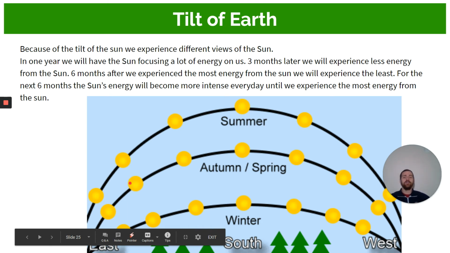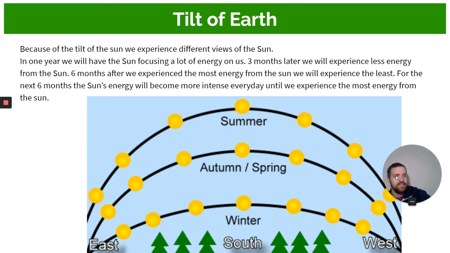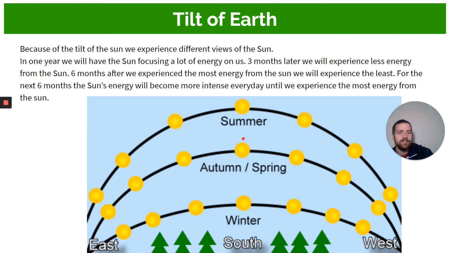Okay, so let me just explain how this affects our view of the sun. So I'm going to read this section here and then I'll explain this picture down here. Because of the tilt of the Earth, we experience different views of the sun. And I said the tilt of the sun, but I meant tilt of the Earth. In 1 year, we will have the sun focusing a lot more energy on us. So let's say at the beginning of the year, we have the sun focusing a lot more energy on us. We have a lot more daylight. It's a lot hotter. What happens is 3 months later, we're going to be getting less energy from the sun. We're not going to have all of that energy directed at us, okay?